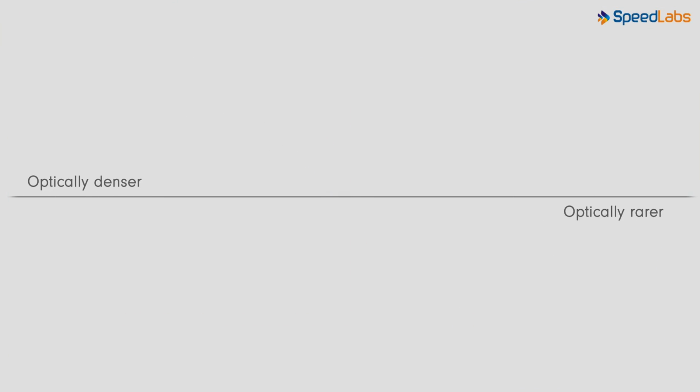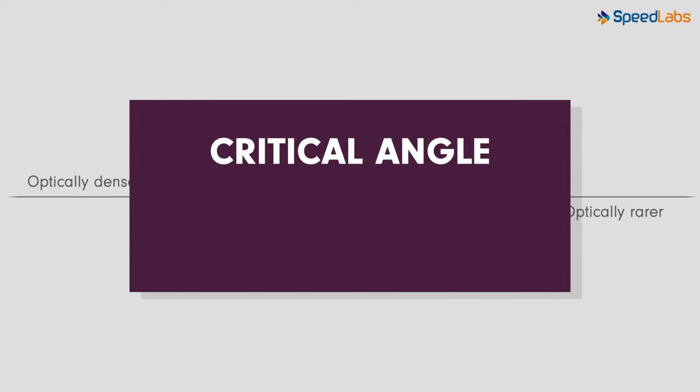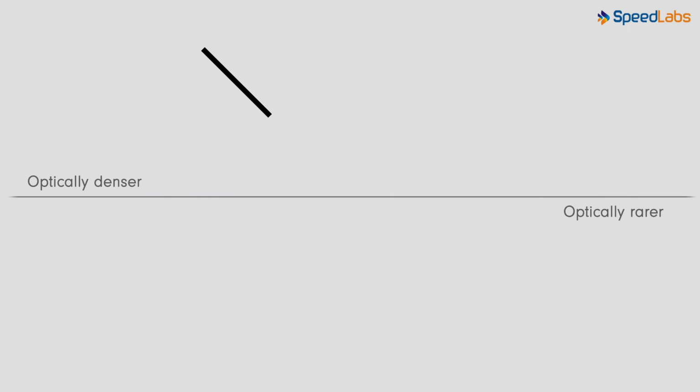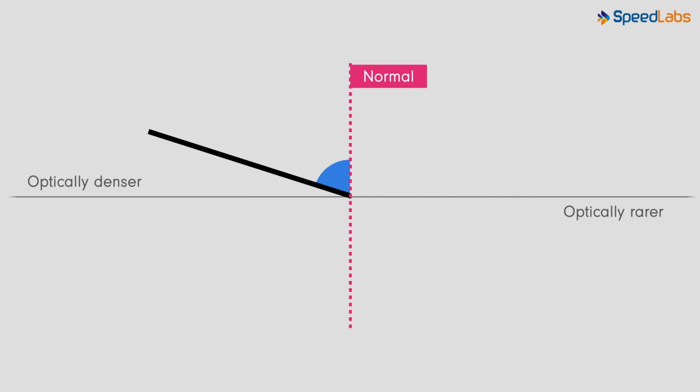But here's the interesting part. There is some angle called the critical angle at which the refracted ray will be perpendicular to the normal line. That's right. At this angle of incidence, we can see that the refracted ray is perpendicular to the normal. And if I further increase the angle of incidence, then the refracted ray will now travel through the incident medium. So if you notice, the ray is actually reflecting in the same medium.